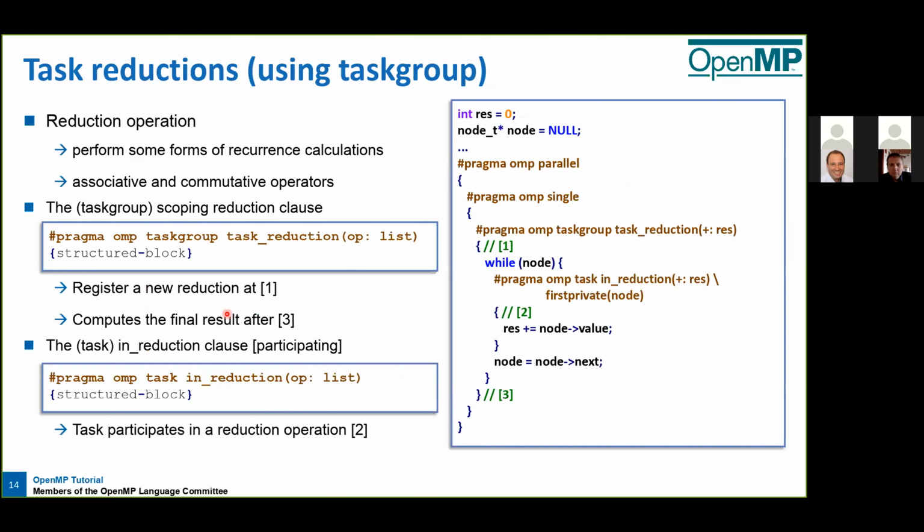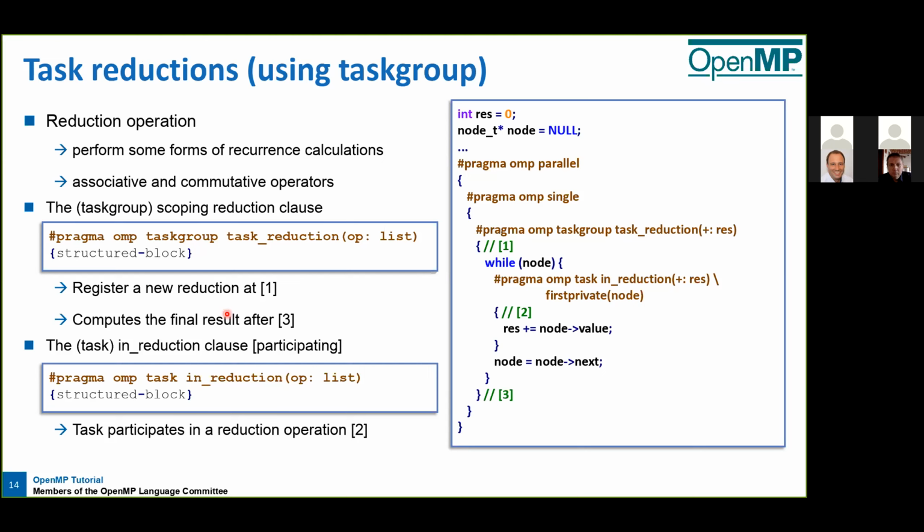Finally, toward the end of the introduction to tasking here, let's take a look at task reductions. So I said task reductions are a little bit more complicated because we need some, I would call it a reference or an anchor to which the tasks actually can do the reduction. And we also need a well-defined point at which the reduction has been completed. If we would just put a reduction clause on a task, there would be no well-defined point at when the last contribution to a reduction has been made.